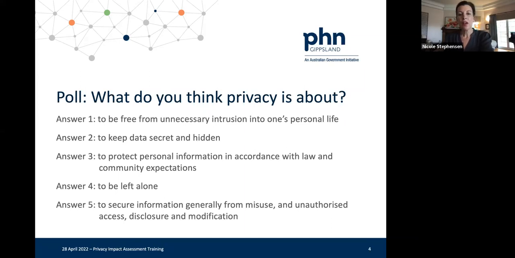So the answers are that privacy is about being free from unnecessary intrusion into one's personal life, or to keep data secret and hidden, or to protect personal information in accordance with the law and community expectations, or to be left alone, or to secure information generally from misuse and unauthorized access, disclosure, and modification.